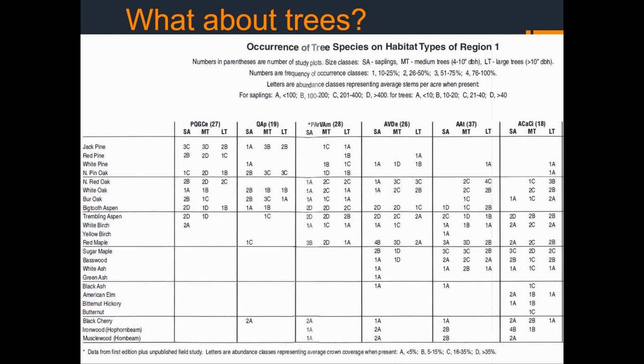But this table for this region gives us some idea about which trees to expect in the different habitat types or forest types. So for example, in PQGCE, we have a lot of pines and oaks are the dominant trees. So again, the letters and numbers represent the frequency and the abundance found, and these different categories are saplings, medium trees, and large trees. So this gives us an idea about the tree species that we might expect to find in a given community. And we don't necessarily expect to find all of those tree species in a given forest type, because again, the species that are there are going to relate heavily to the succession and disturbance history.